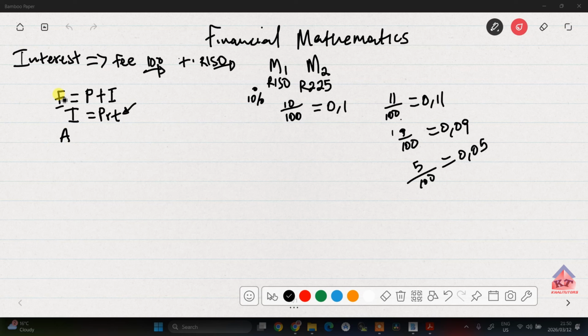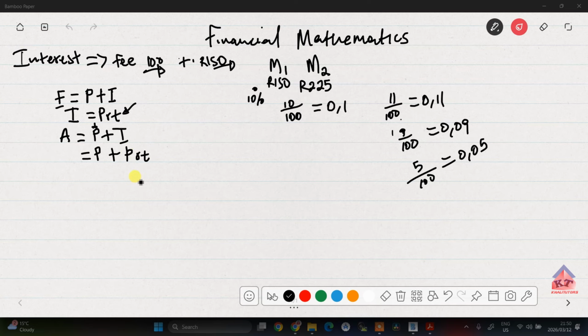Okay, so instead of writing it like this, we are going to write it like this: P plus I. Now that we know that the accumulated sum is supposed to be the money that we invested plus the interest that we earned, and we know that the interest that we earned is represented by PRT, if we were to substitute this here, we'll have P. This P comes from this one here, and then instead of writing this I here, we are going to write all of this.